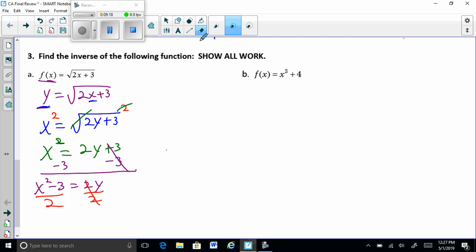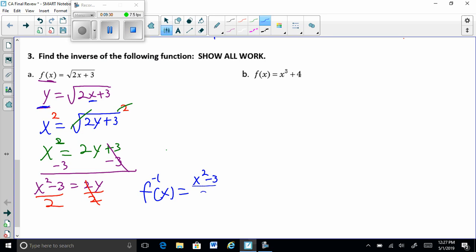So my inverse, just to show you, I'm going to use my inverse notation. So the f inverse is going to be (x squared minus 3) divided by 2. So those are the steps. So change the f of x to a y, swap the x and y, solve for y, and then make sure you use your inverse function notation.